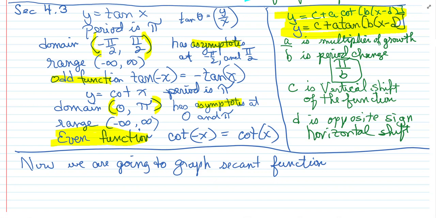And their conversion looks very similar to our sine and cosine. We have the same conditions. A is a multiplier of growth. It's not an amplitude, but it's a multiplier of growth. B is the period change of pi over b. C is a vertical shift of the function. That means that wherever the 0 is on the x-axis, it moves up or down by whatever C is. And D is the opposite sign horizontal shift, just the same.